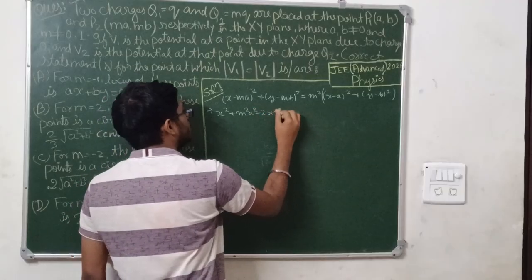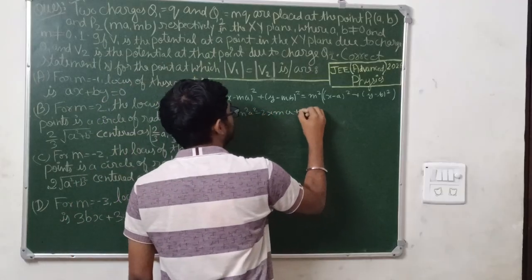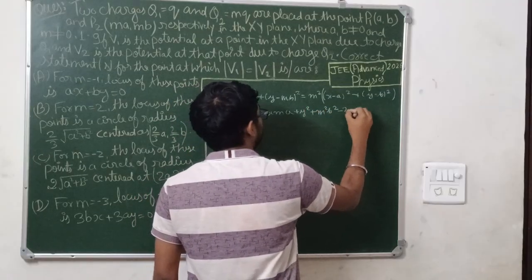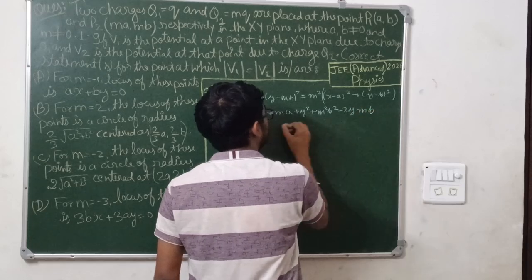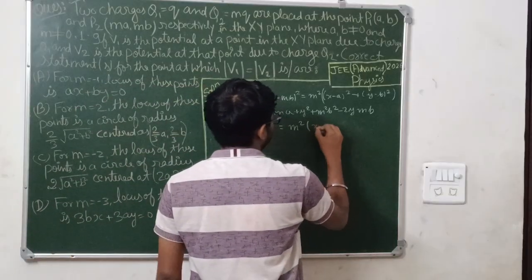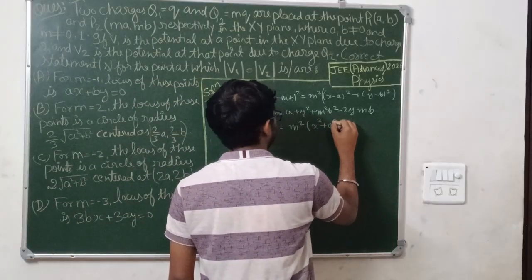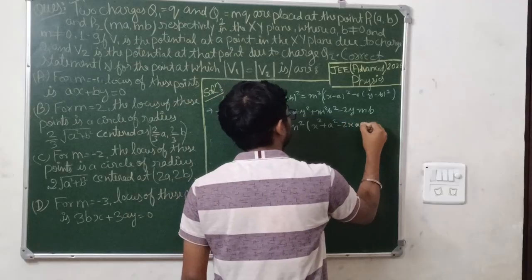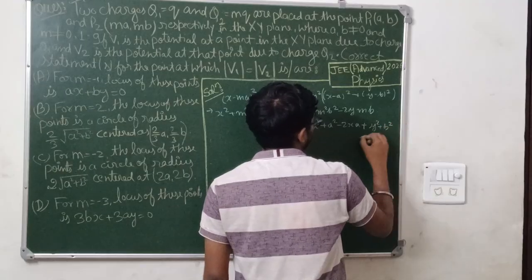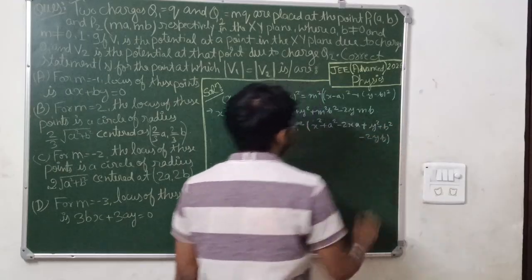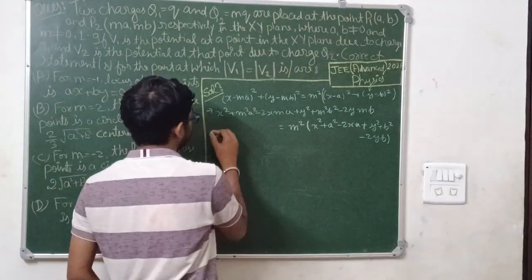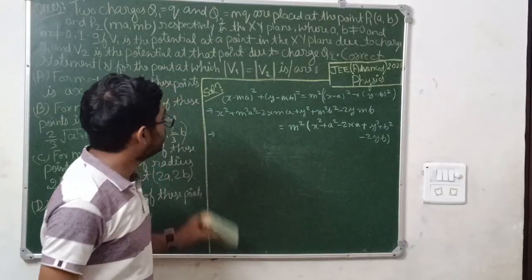We are opening the squares here. Now simplifying here also. See, this is the simplified equation. It is quite a lengthy equation, but no worries. Now we can verify the options here.